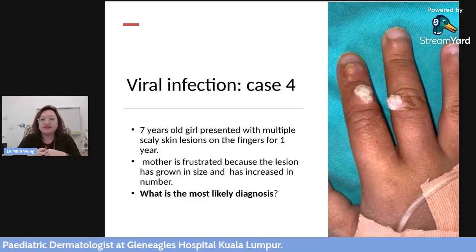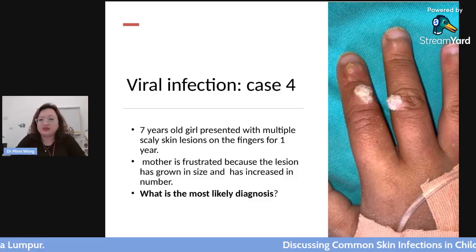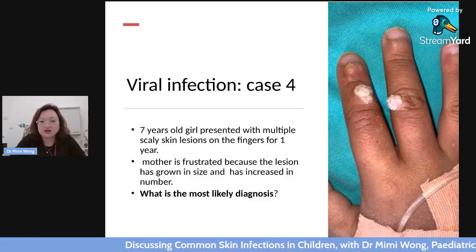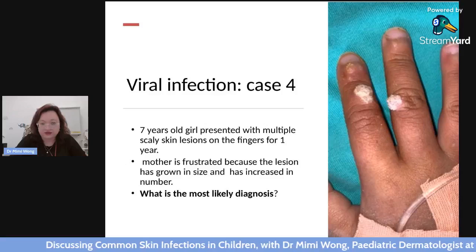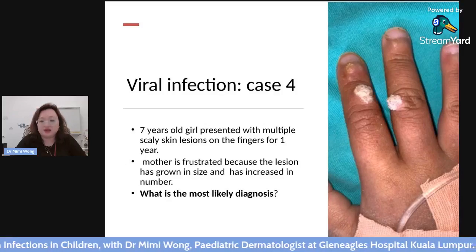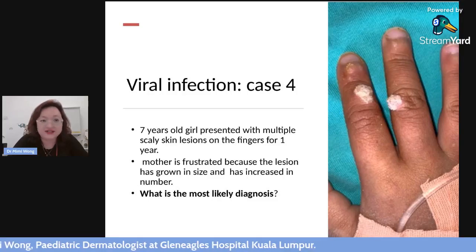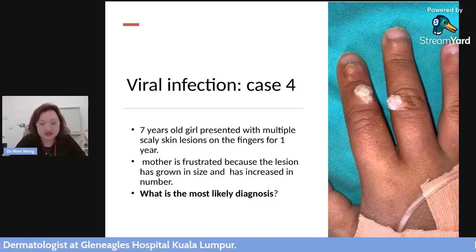Let's move on to case number 4. This is a very different kind of appearance. This is a 7-year-old girl presented with multiple, very scaly skin lesions on the fingers for 1 year. Mother is very frustrated because the lesions have grown in size and also increased in number. This child complained that her friends don't want to play with her because of these skin lesions.